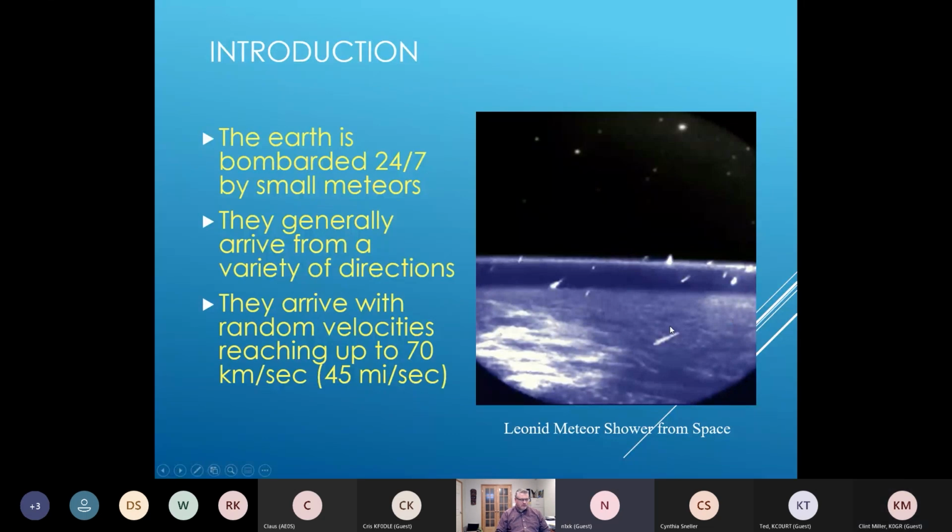Some people will think of meteors as the big meteor showers we have, like the Perseids, where you can actually look up at the sky and see visual trails of the meteors going by. Those are actually a pretty small part of the meteors. Earth is bombarded every day, 24/7, by many, many small meteors. They can arrive from all directions, and they come in with random velocities. They can get up to 70 kilometers per second. The picture there shows a Leonid meteor shower from space.